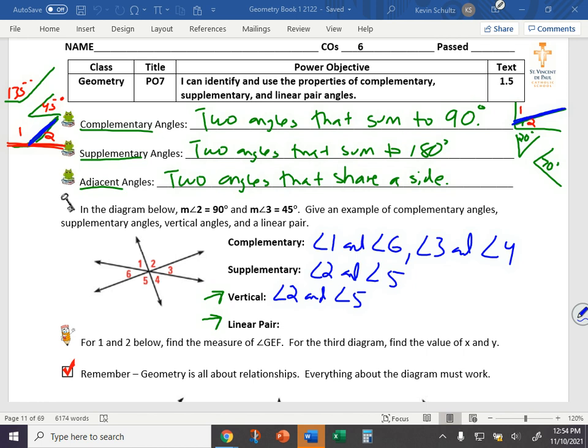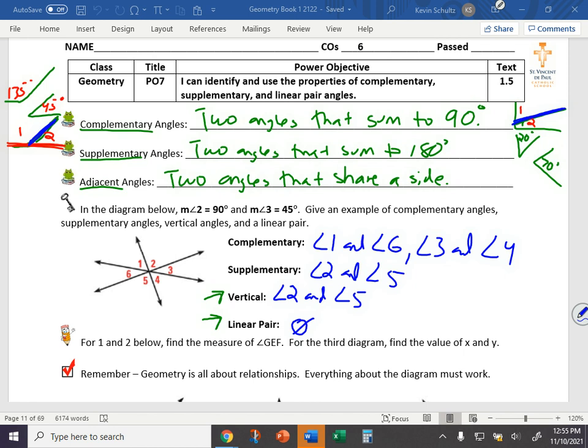Linear pair, 2 angles that make a line? Anybody? Drake? No? You mean no, you don't have an answer, or no, there aren't any? No linear pairs here because nothing fits that definition of 2 angles that make a line.